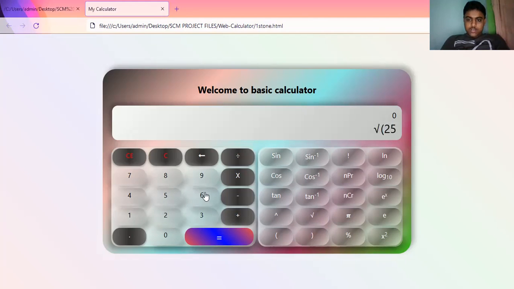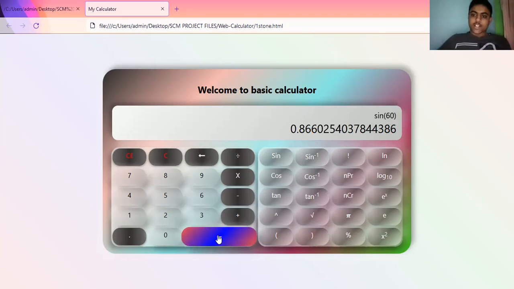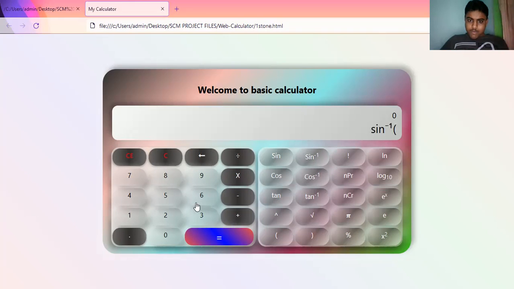If you take the root of 256, then it will be 16. If you take the square root... if we go on to the sine part, then sine 60 degree will be 0.8. And sine inverse of 30 degree will be NaN, which is not defined.